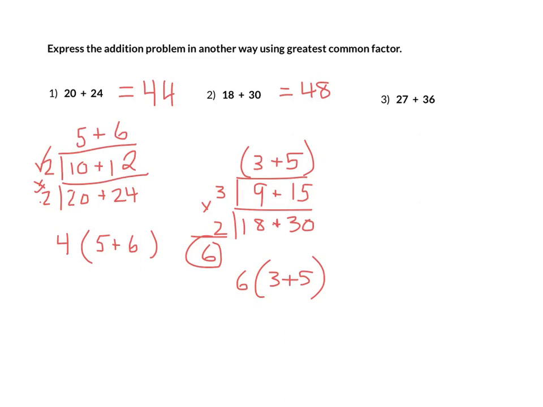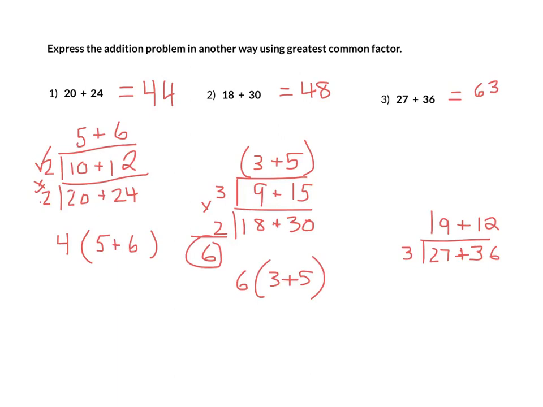Pause it here and do 27 plus 36, but try to write it in another form using greatest common factor. Okay, so if I take 27 plus 36, and if I add those up, I think it ends up being 63. Let me see if they have anything in common. 27 plus 36. So they're not both even, but I'm going to try 3. I think they're both divisible by 3. Gives me 9 plus 12. So 3 times 9 plus 12, that's also 63.